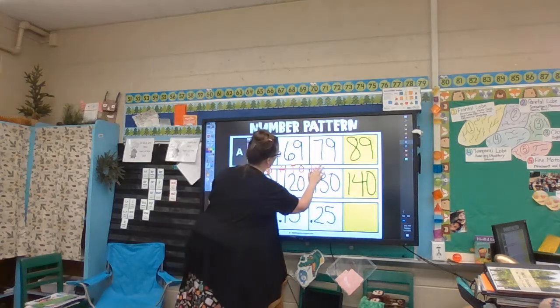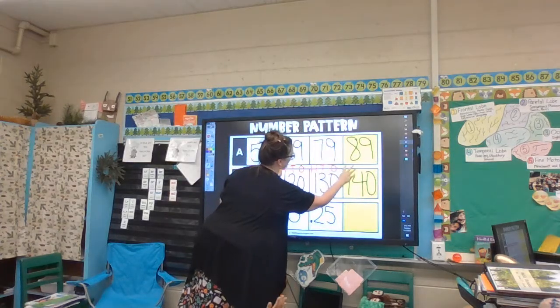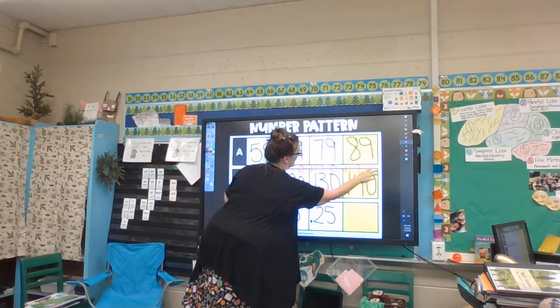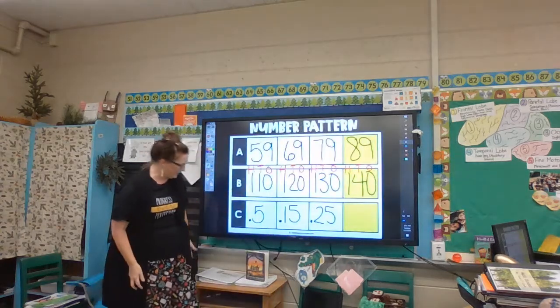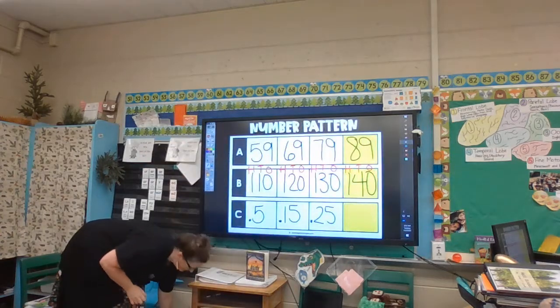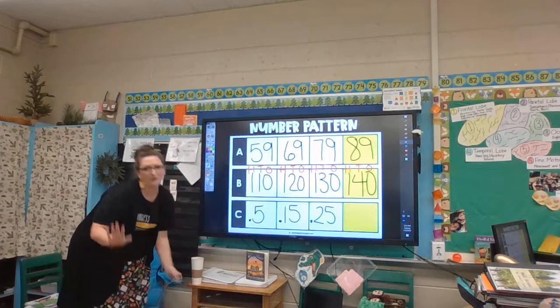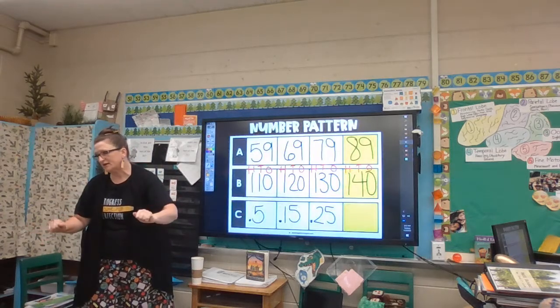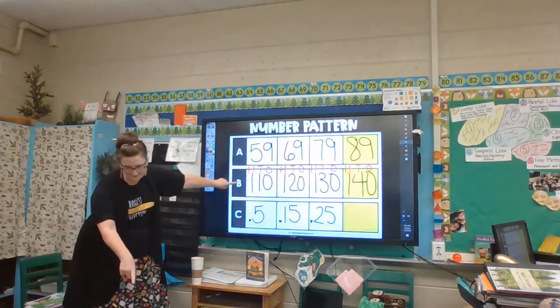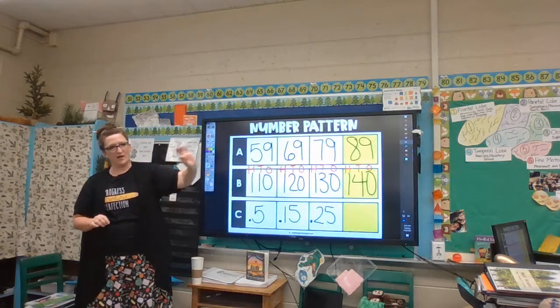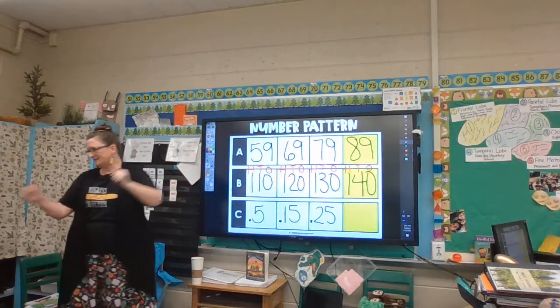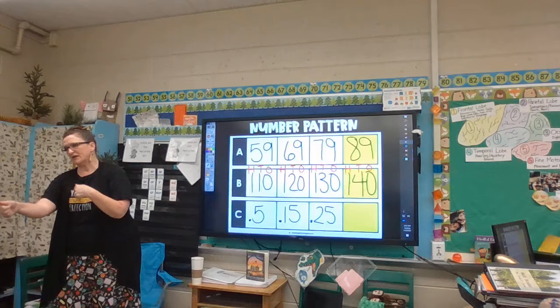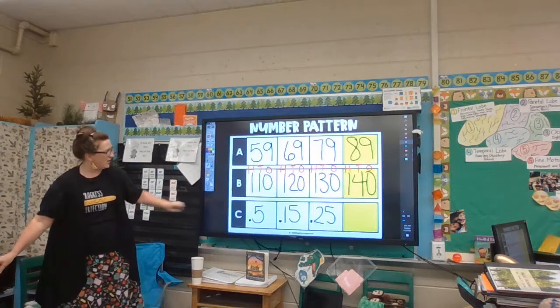Yeah. So I'm going to go ahead and label these since I've got a couple of kids that are a little wonky on this one. Which number is going up each time? We're going to keep going and I will clean it up later. The tens is going up each time. Okay? Does that make sense to you, Samuel? Nikolai, does that make sense? Okay. Now, what about C?